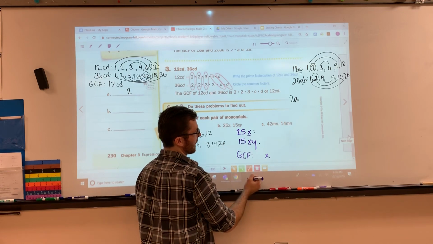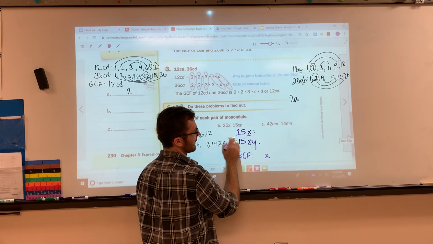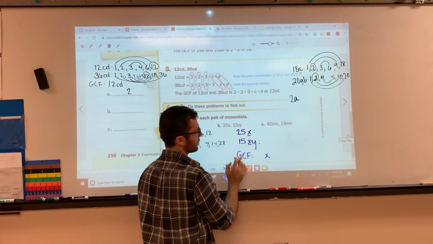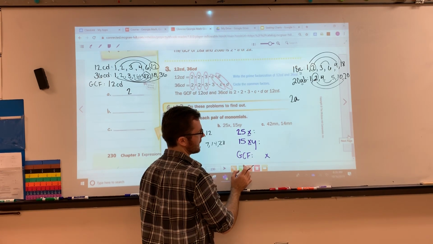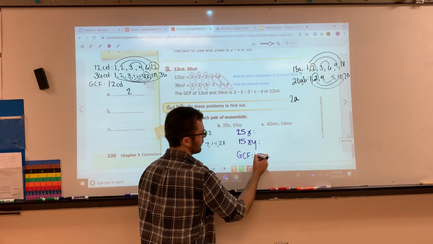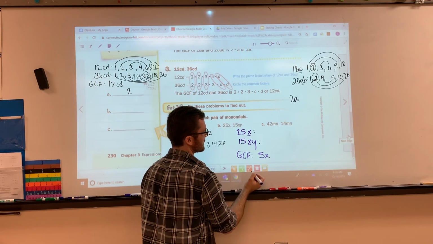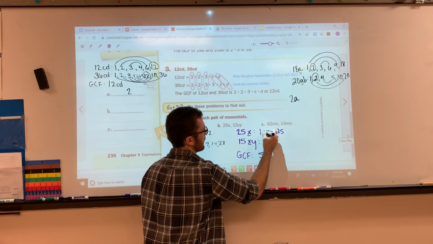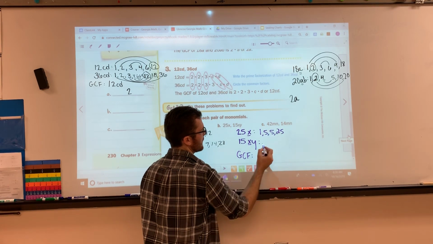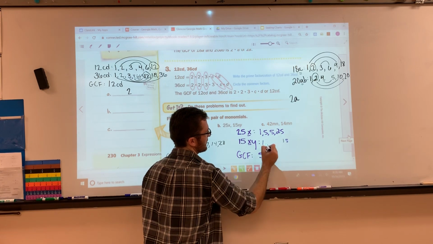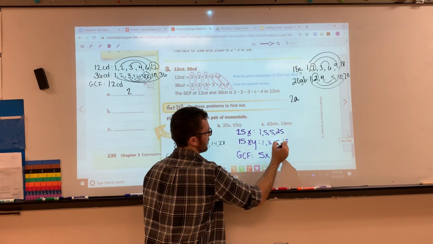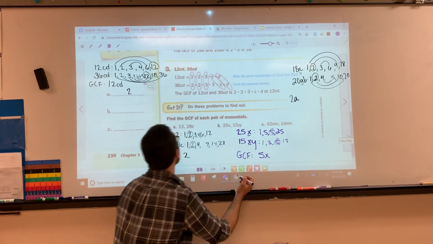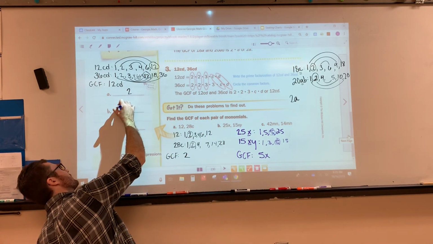And they both have 5s. So I know immediately that this is going to be 5 because 15 is not a factor of 25 and there are no other factors that they have in common. So 5x, and just to work that out, I've got 1 times 25 and 5 times 5. Here I've got 1 times 15 and 3 times 5. 5 is what they have in common. So your greatest common factor for B is going to be 5x.